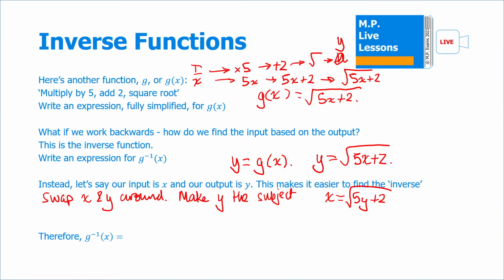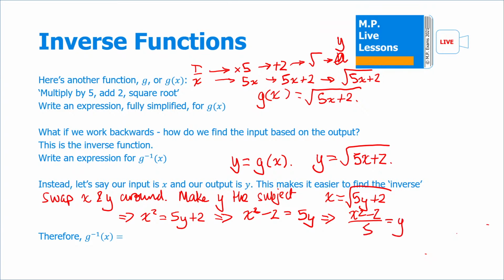So to get rid of the square root, we'll have to square both sides. So this gets us x squared equals 5y plus 2. To get rid of that positive 2, we'll have to subtract 2 from both sides. So x squared minus 2 equals 5y. Finally, to get rid of that multiplying by 5, we'll have to divide both sides by 5. x squared minus 2 all divided by 5 equals y. So in the end, what we get, x squared minus 2 over 5, that's our inverse function.